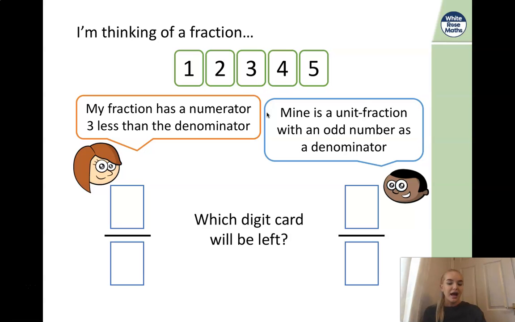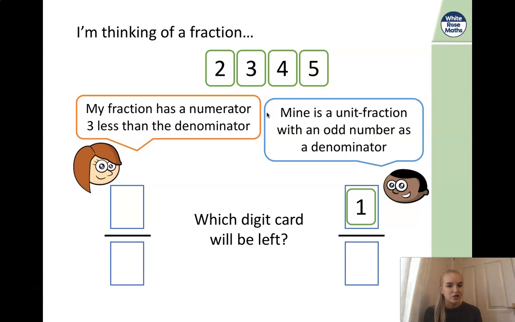Pause the video and have a think which digit card will be left and what the 2 fractions are going to be based on the clues that they've given you. Pause the video and have a think. Did you notice that the boy has made a unit fraction? What number must be at the top of his fraction? What number must be the numerator? That's right, so we know the number 1 is going to be the numerator. Now, we know his denominator is an odd number, but we've got a few odd numbers here.